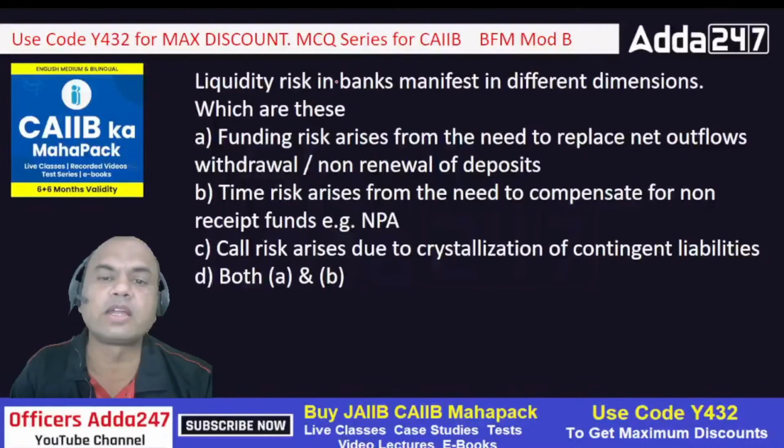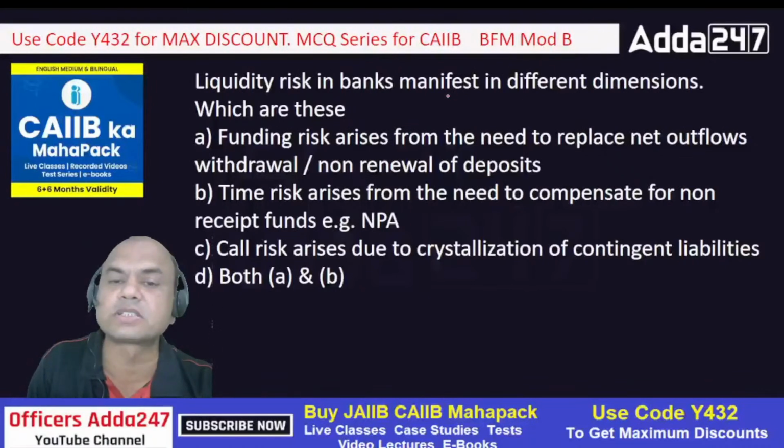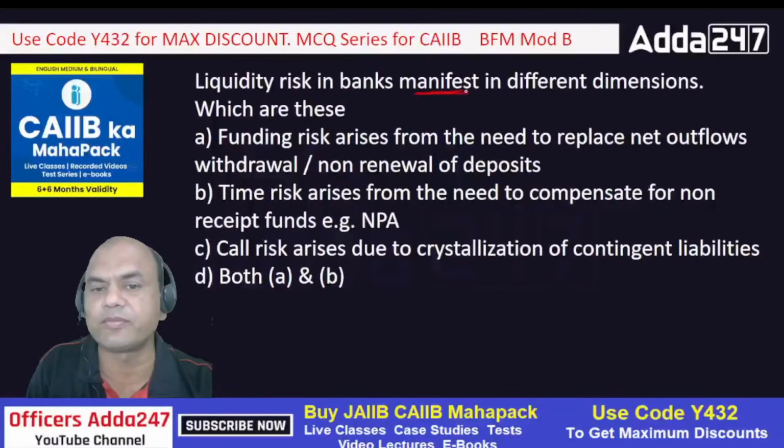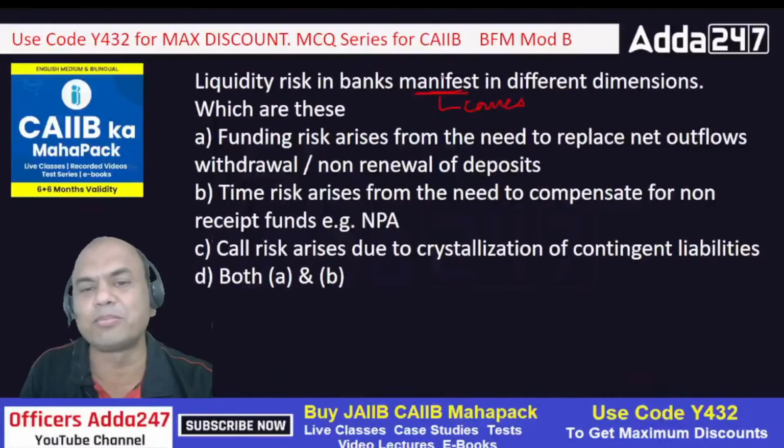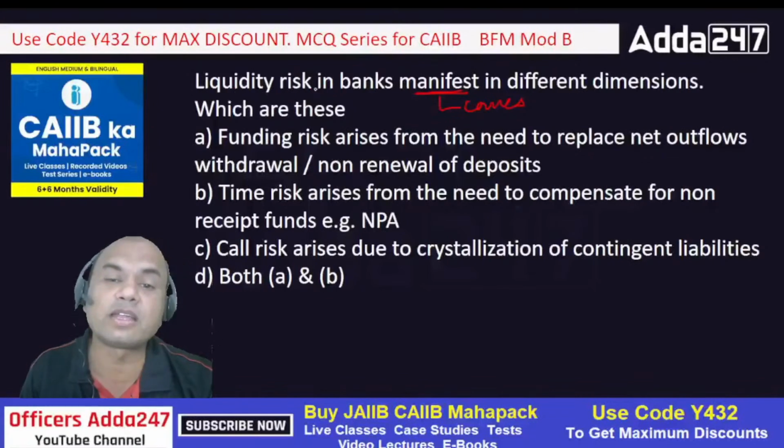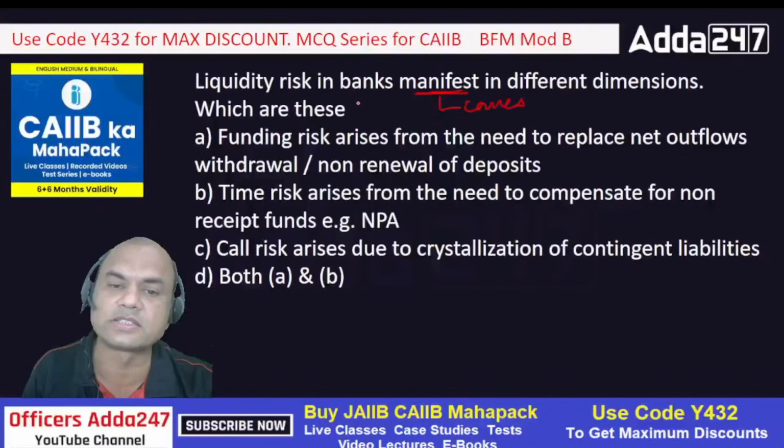Liquidity risk in bank manifests in different dimensions. Manifest means comes. It shows its face. It's very simple, isn't it? Let's use simple words. But in your JAIIB, CAIIB exam, they give you some difficult words. That's why I've used it over here. So liquidity risk in banks manifests in different conditions. So what can be the conditions? Which are these?